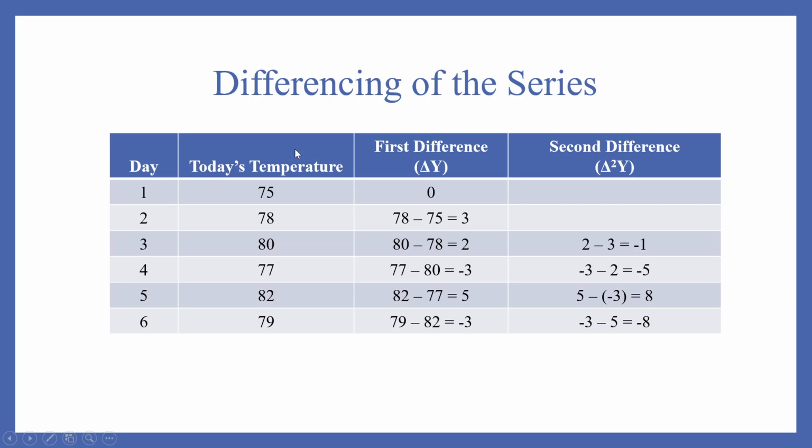Let's see what we actually do on the raw data. This was today's temperature. First difference: 78 minus 70, 80 minus 70, 78 minus 75, which is 3, 80 minus 78, 2, 77 minus 80, minus 3, 82 minus 77, 5, 79 minus 82, minus 3. Now we will take the difference of this: 2 minus 3, minus 3 minus 2, 5 minus 3, minus 3 minus 5. So this is the second difference.